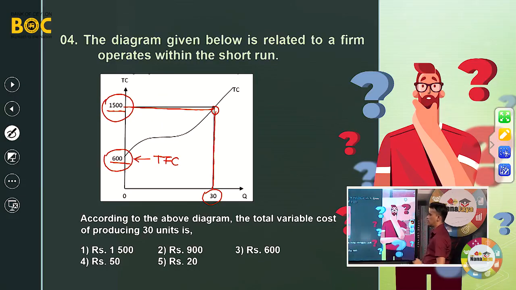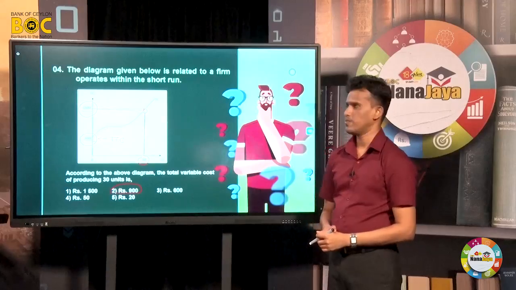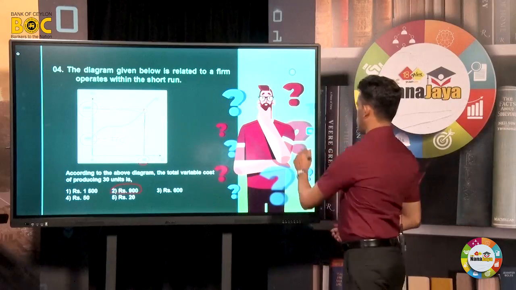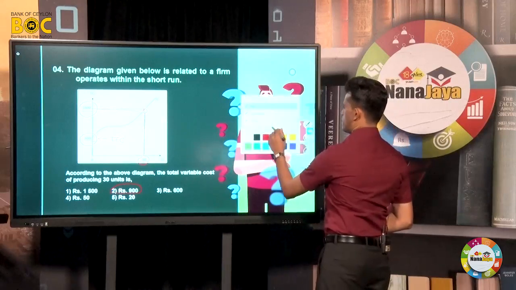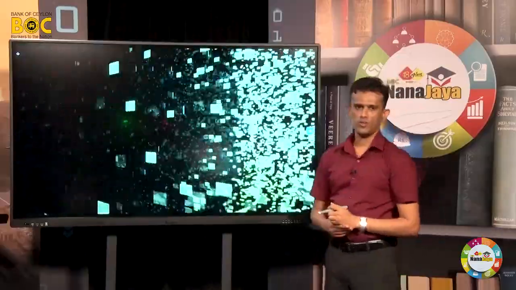So we will go to the answers, right? According to the above diagram, the total variable cost of producing 30 units is how much? It is rupees 900. We found that with the previous discussion. So answer number 2 is the answer based on the calculation we made before. We will move on to the next question.